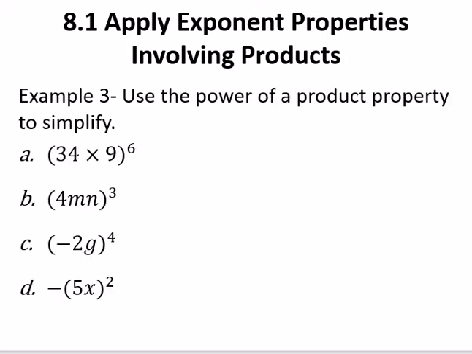So let's look at an example. I'll work out example number 1 here. Alright, 34 times 9 to the 6th power is going to be the same as 34 to the 6th power times 9 to the 6th power. So why don't you go ahead and try the next 3 examples.